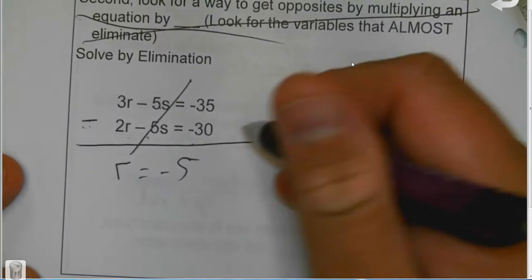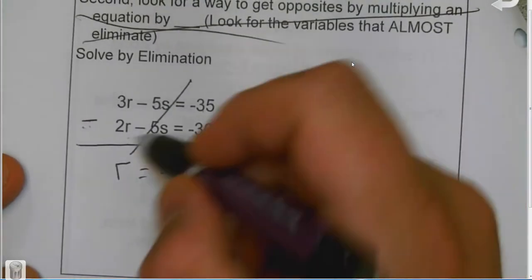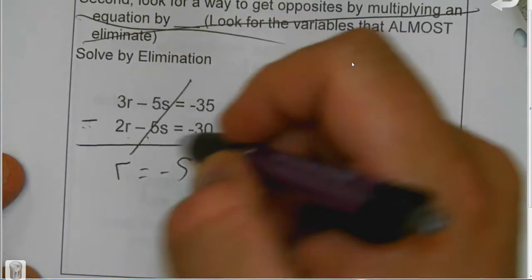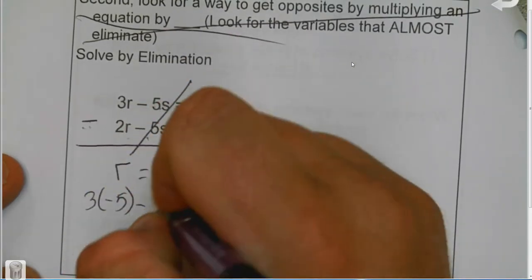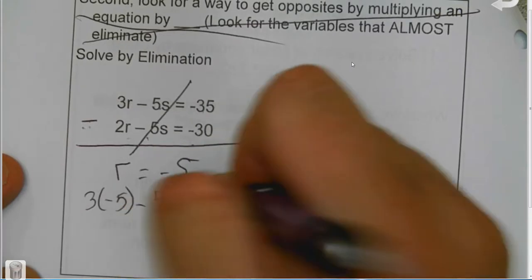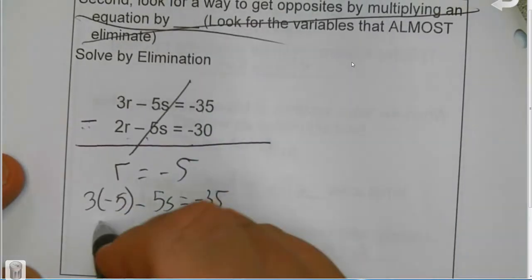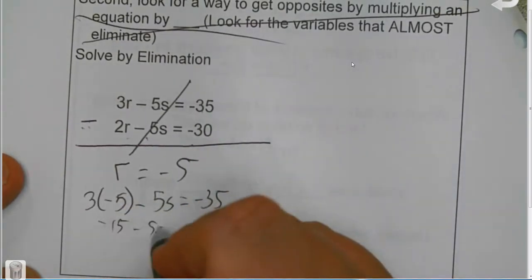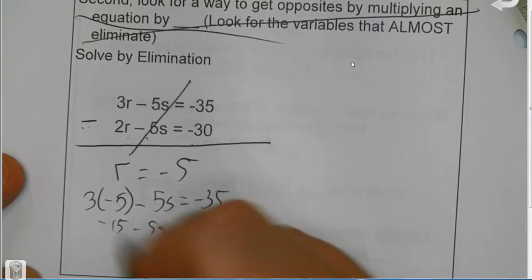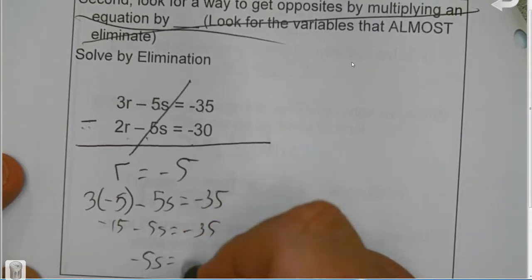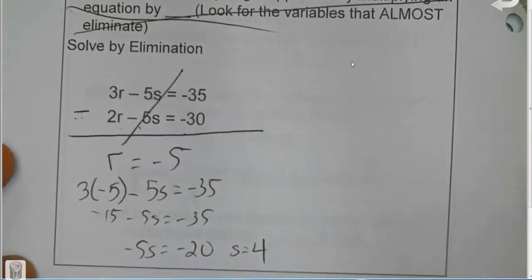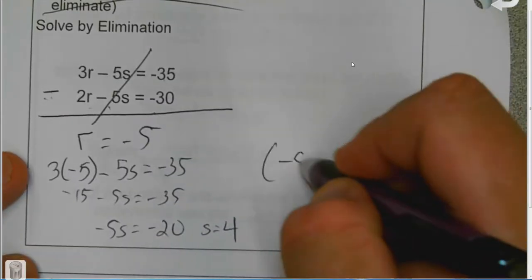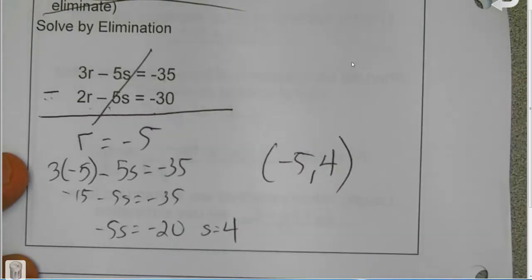Then just like before, we plug negative 5 back in, so I get 3 times negative 5 minus 5s is equal to negative 35. So I get negative 15 minus 5s. I add 15, I get negative 5s is equal to negative 20. So then s is equal to 4. And so my ordered pair is negative 5, 4. And I did that by subtracting.